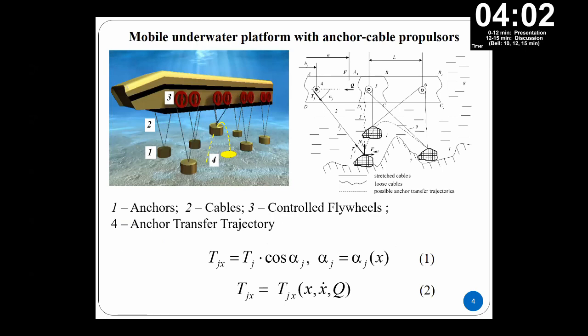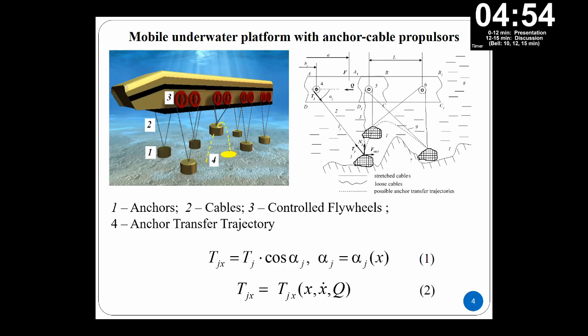One of the promising technologies for the production and exploration of new hydrocarbon deposits on the continental shelf is the use of an autonomous underwater robotic complex with anchor cable propulsion. The anchor cable propulsion device can be used to move an autonomous underwater or surface robotic complex due to the thrust arising from the tension of the cables going to the anchor. Anchor is one, cables is two, and there are control flywheels, number three, and the anchor transfer trajectory is shown.